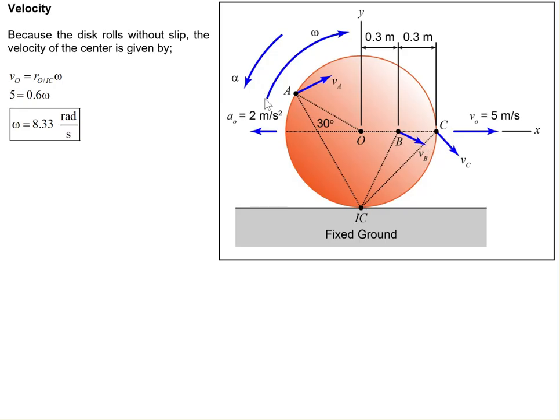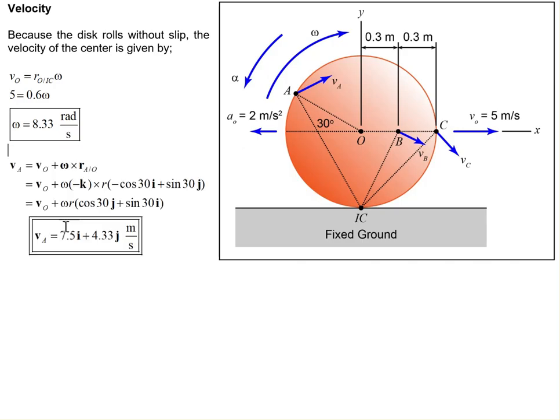All right, so our angular velocity is going to be clockwise, whereas the angular acceleration will be counterclockwise because of how the acceleration, the linear acceleration, is given. All right, the disk rolls without slip, so that means that the velocity of the center is r omega. So we can say that for any disk or wheel that does not slip. All right, we know what the velocity of the center is, we know what the radius is, so we can solve for omega.